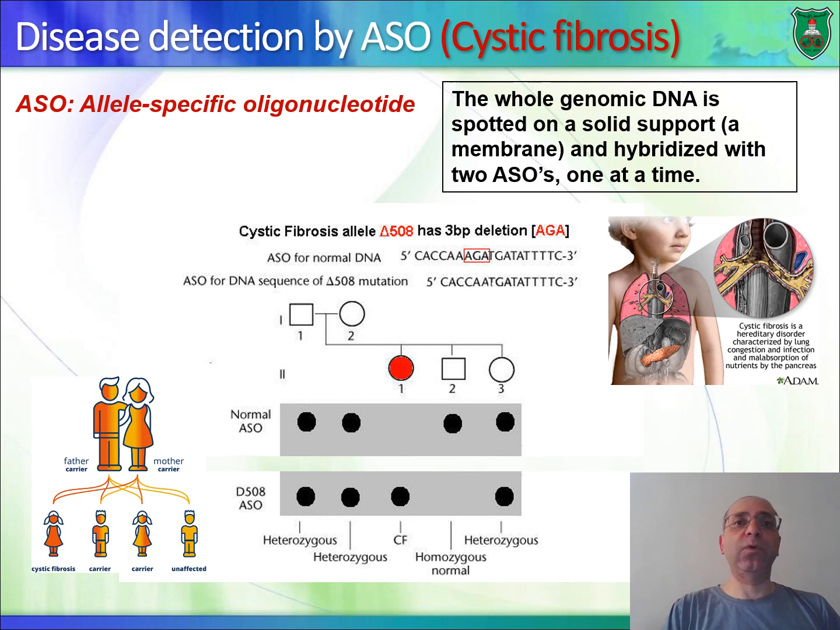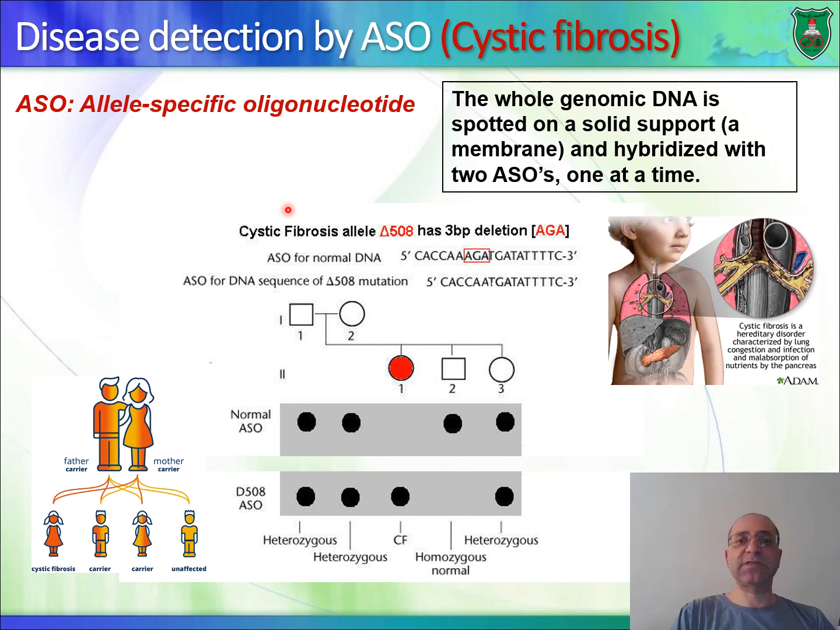Now, here's an example of an application of dot blotting. We can use dot blotting to diagnose cystic fibrosis. Cystic fibrosis is a respiratory disease. It's a condition that results in the formation of abnormal lungs, and a person would not be able to breathe normally.